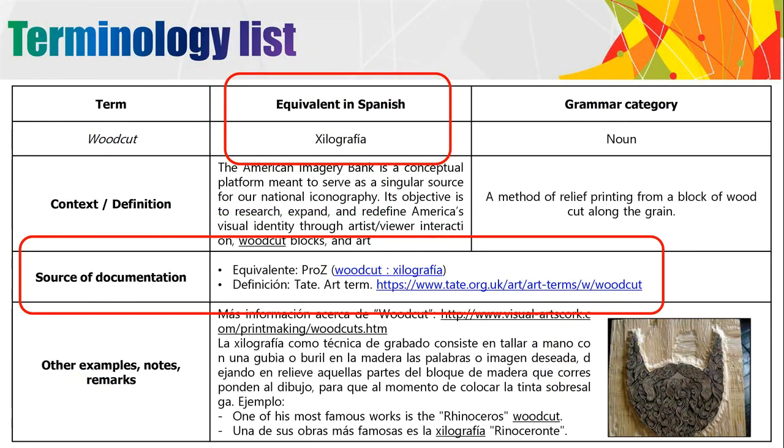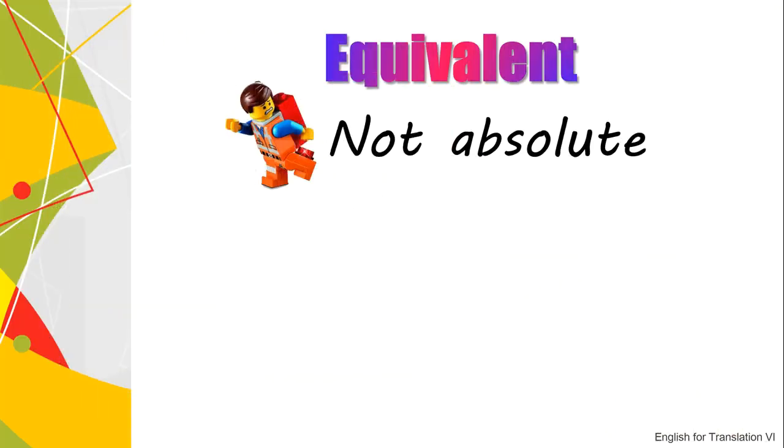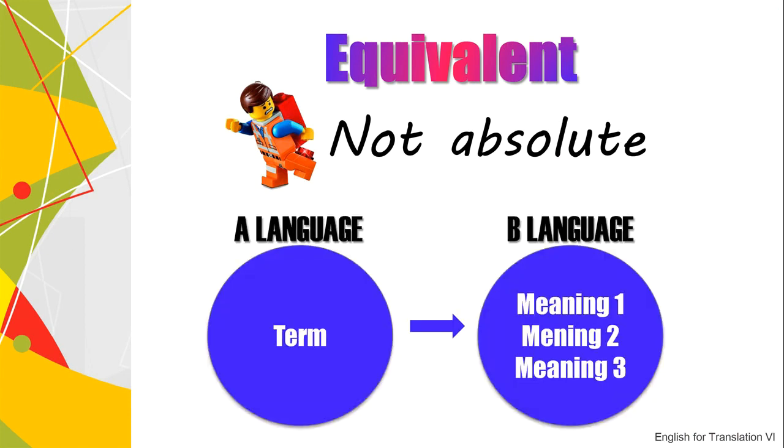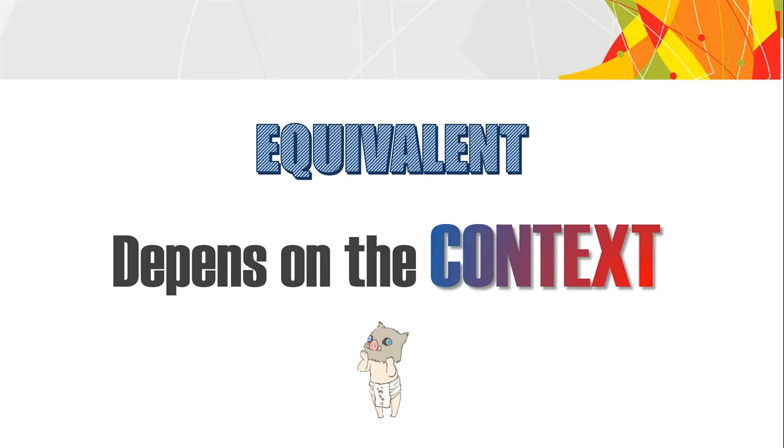As regards equivalence, it is known that these are not absolute, since when looking for equivalence for a single term, it may result in different terms in the target language. So the terminologist must make a deep search for documentation sources, the context, and if such equivalent is used in the target language.